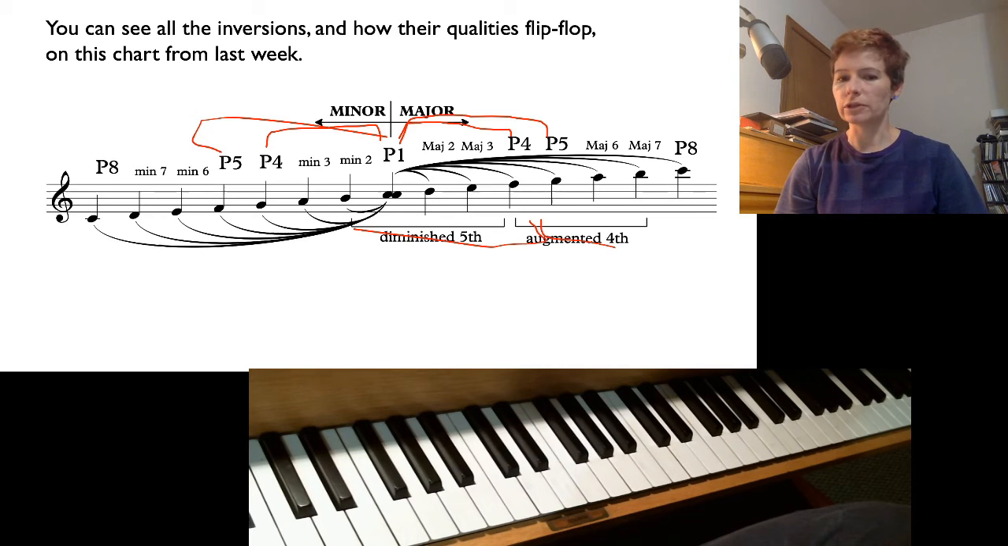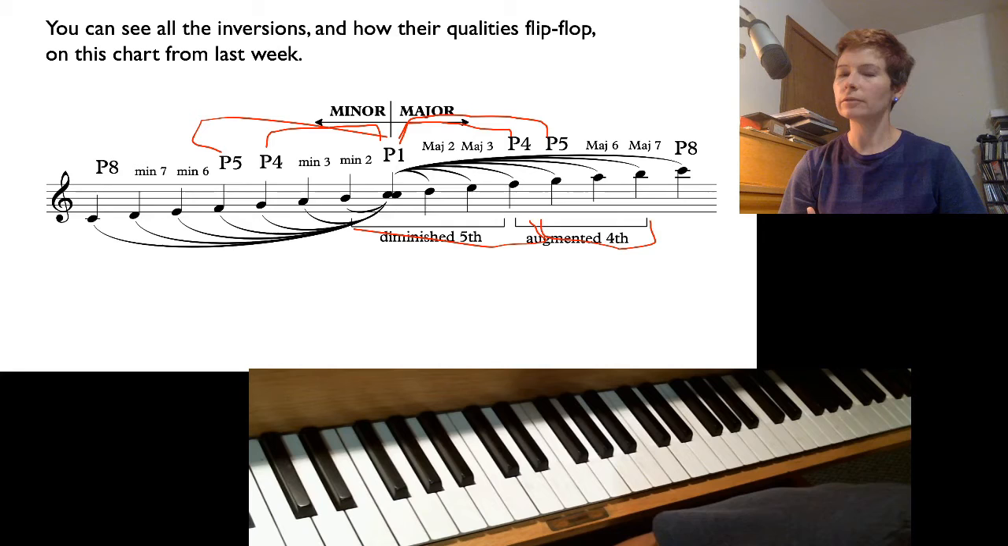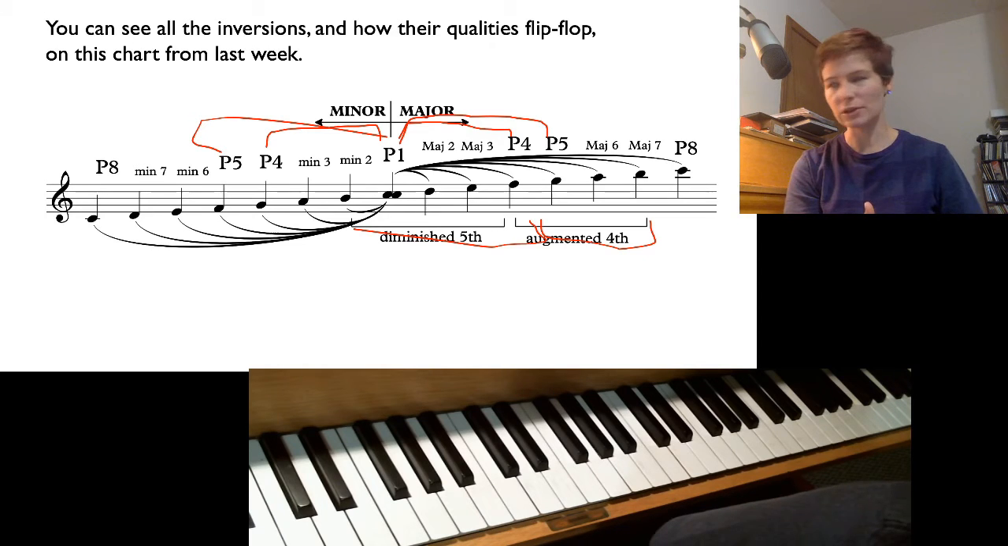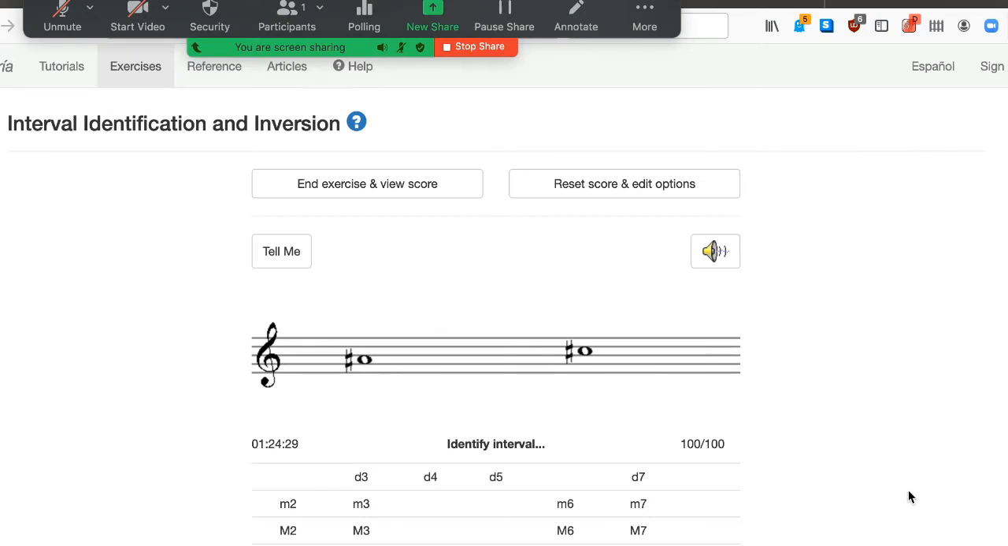Those are inversions of each other, and their qualities flip-flop, even though they both have exactly 6 half steps in them. So just because they are exactly the same literal size interval, their quality is still changed, because we call one diminished and the other one augmented. So let's just do a couple exercises from the teoria.com homework together.